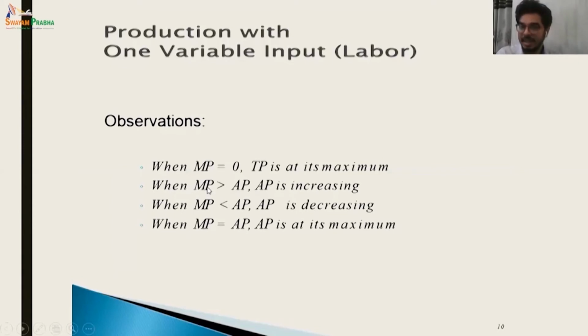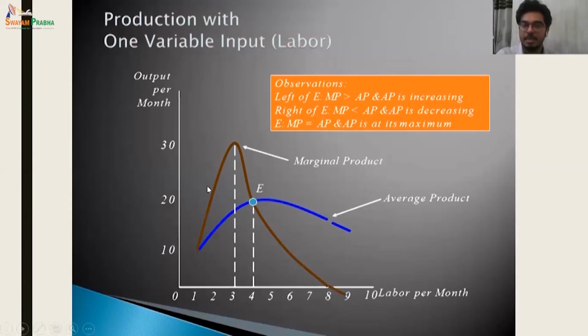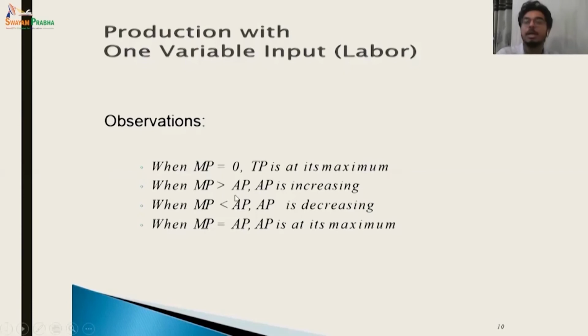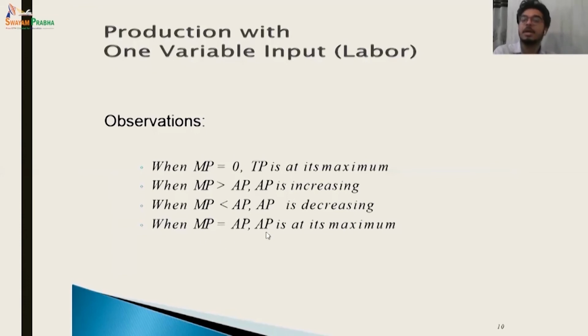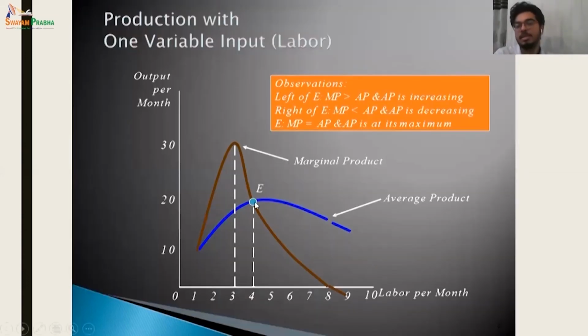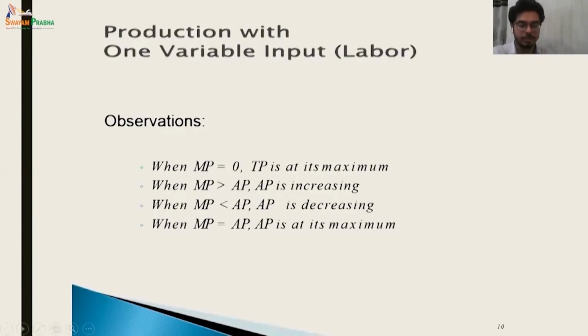Marginal product is greater than average product when average product is increasing. In that stretch, the marginal product is above the average product, and hence MP is greater than AP. Marginal product is less than average product when average product is decreasing. As MP decreases faster, its curve is lower than the average product curve, and hence AP is greater than MP. And as AP is at its maximum, MP equals AP.